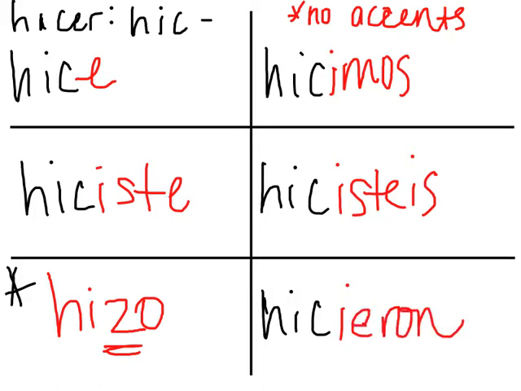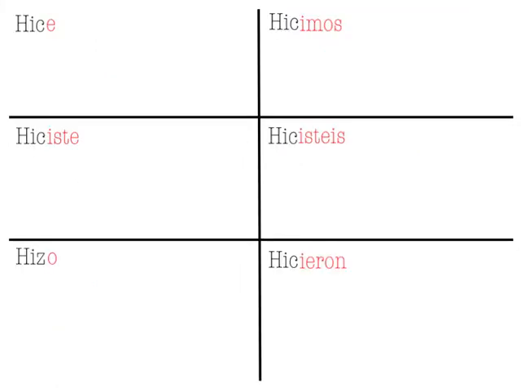Please make sure that you have this example of hacer down, and especially that you have these verb endings down. That's the most important part, because that's what we're going to carry throughout the rest of the lesson. So we're going to use these endings that we learned with hacer to do the other verbs in a very similar way. So let's start with tener.